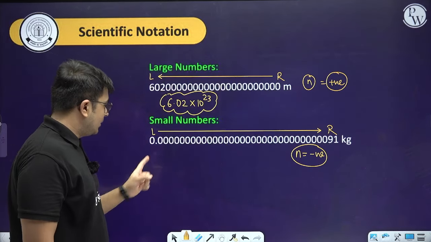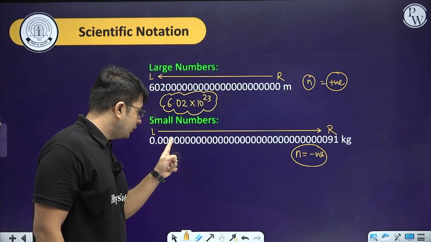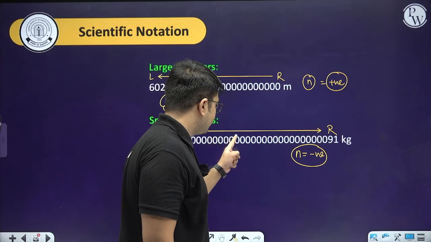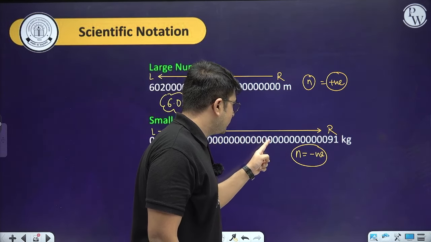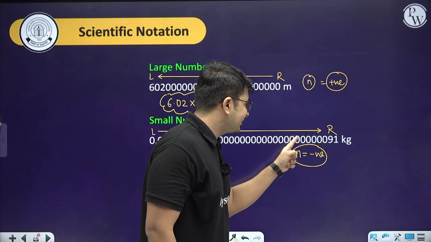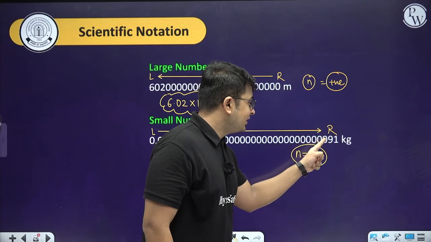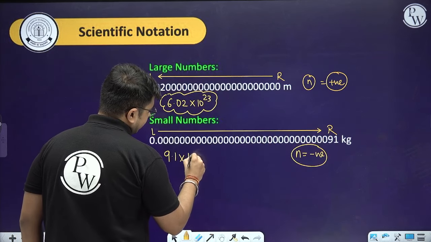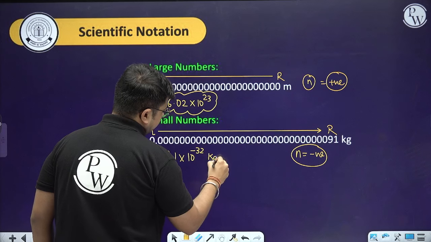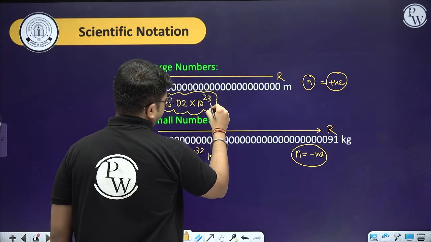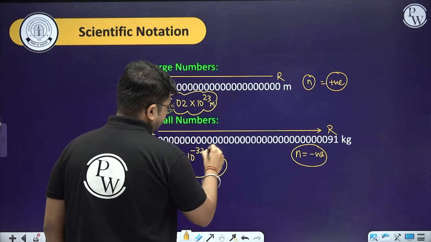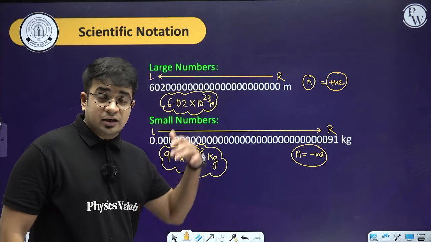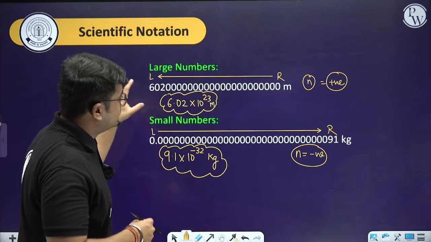Now the next part, I am moving the decimal 1, 2, 3, up to 31 and 32. Okay, so that will be 9.1 multiplied by 10 raised to the power minus 32 kilogram. Now you can see this measurement is very easy. This minus 32 represents a very small number and plus 23 represents a very large quantity. I hope this entire part is clear.